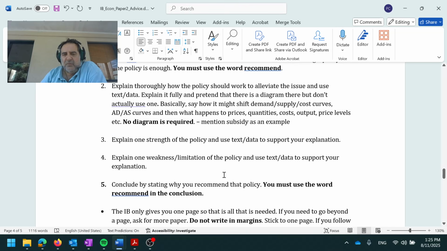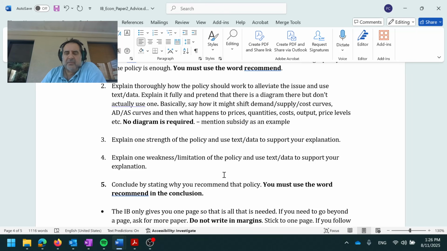Now, steps 3 and 4 is where we get to this notion of the cosmic law of one, or the universal law of one. Once you've completed your explanation of how the policy should work, then the next step is to explain one strength of a policy and then use text or data from section A to support your explanation. Okay, so just explain one strength of the policy, and typically you would pick the high priority one, the one which you think has the greatest impact or the greatest effect. That's the one I would talk about, and that's enough there.